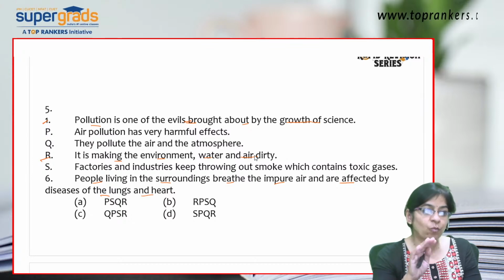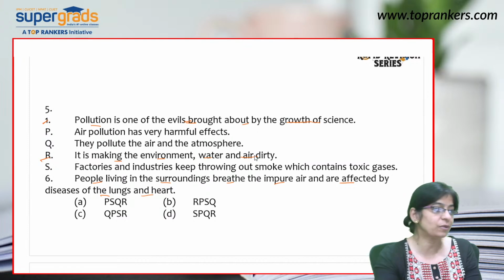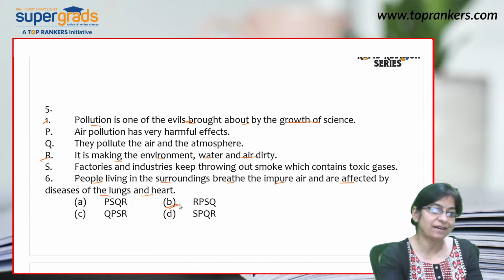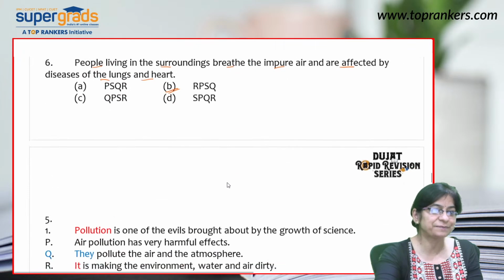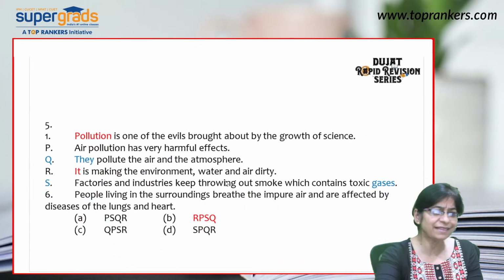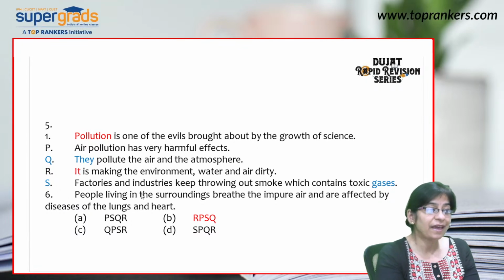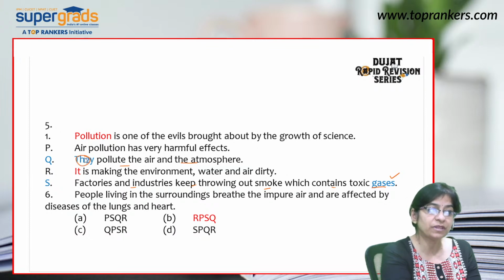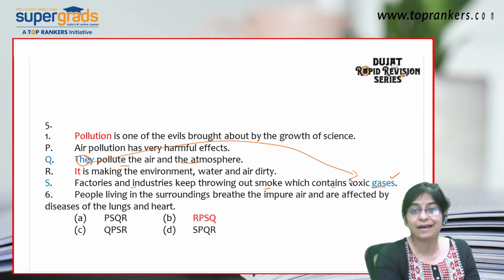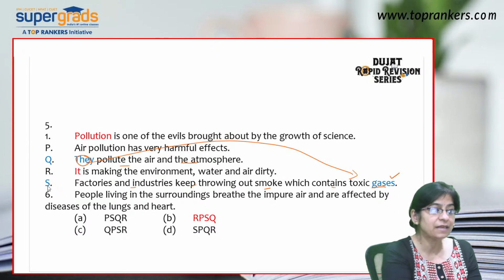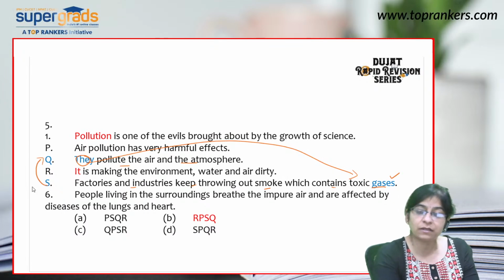Now let's see what all options take R as the first statement. Oh, there is only one. Fantastic. Let's see if the answer is right. And that it is. Now, there's another thing worth noting in this one: factories, industries keep throwing out smoke which contains toxic gases, plural. They pollute the air and the atmosphere. So they corresponds with what? Gases. So that means S and Q form another mandatory pair.